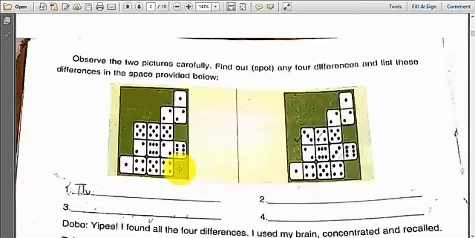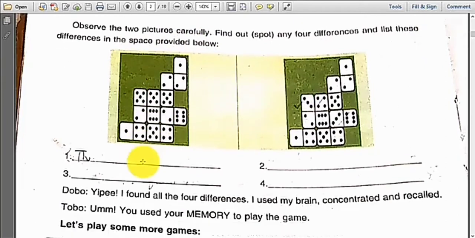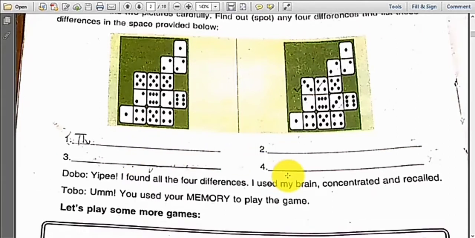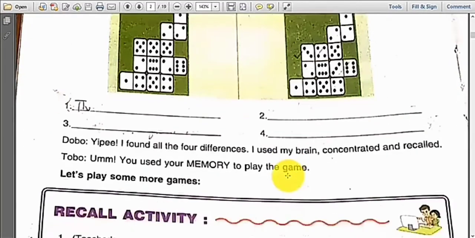Look, just carefully find out any four differences and list these differences in the space provided below. Children, you all have to go through both pictures and find out what the differences are and write them down below. Four points means there are 4 differences you have to write. Maybe differences can be more than 4, but you have to write at least 4 differences. After completing this game, you will see that you have used your memory. This is your homework. You have to complete it.